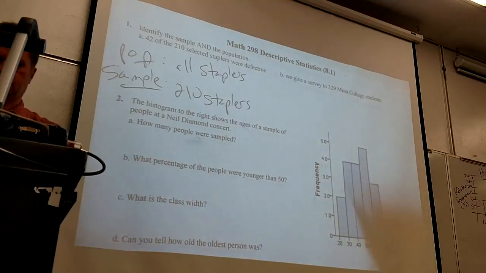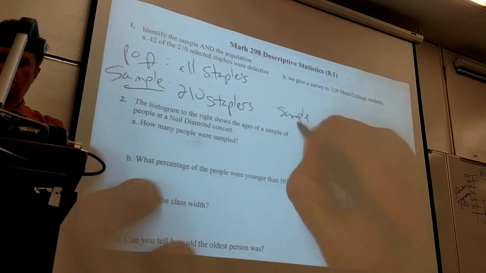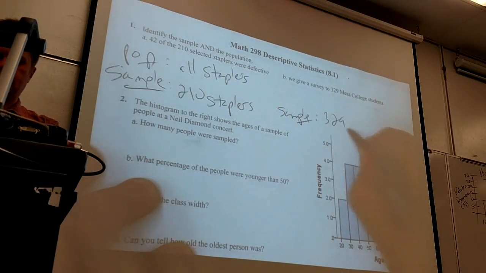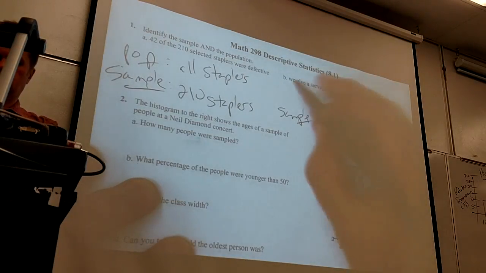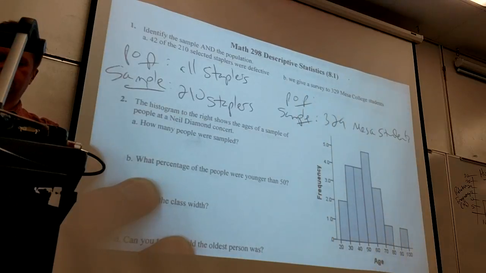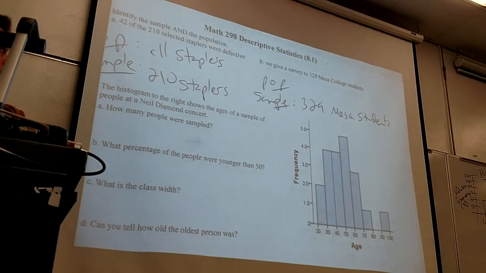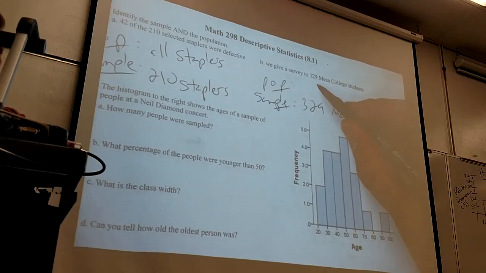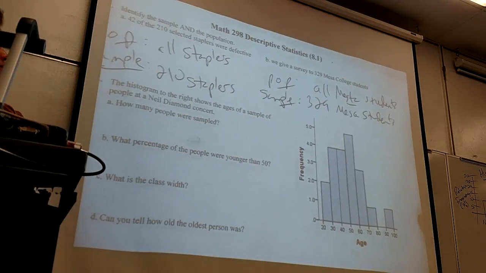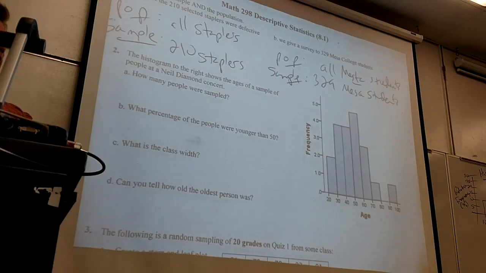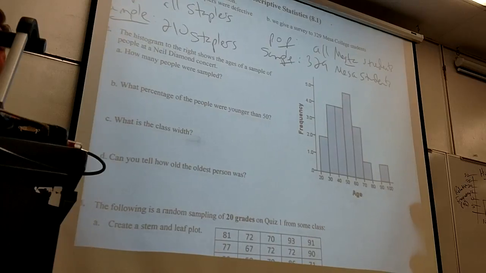What's the sample in part B? 329 Mesa students. Messy students? Messy teacher one. And then population. Mesa students. Mesta? I like that, Jeff. All Mesa students. Okay, cool. Maybe. So you do have to think a little bit.